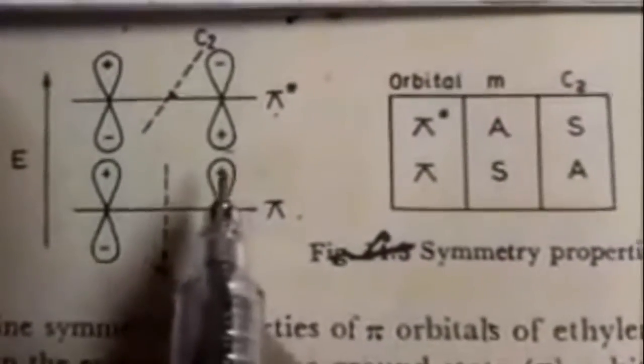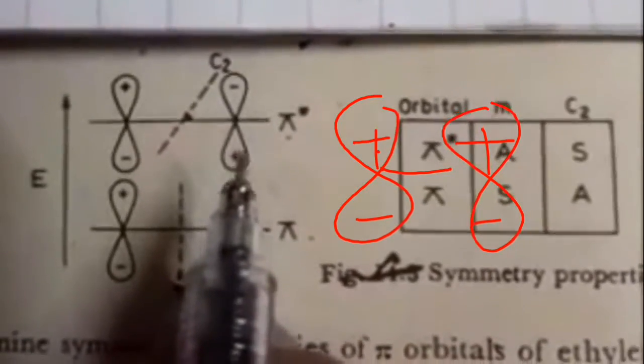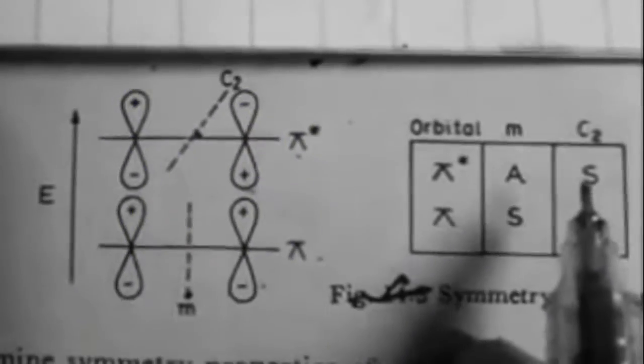By rotating it by 180 degree, what happens? This positive becomes negative and negative becomes positive. Now these two are not symmetric, that's why pi orbital with respect to C2 axis of symmetry is asymmetric. By rotating this orbital by 180 degree, this positive sign becomes negative and negative sign becomes positive. Now by doing so, what happens? Now positive, positive, this comes on upper side. That's why this orbital is symmetric with respect to C2 axis of symmetry.